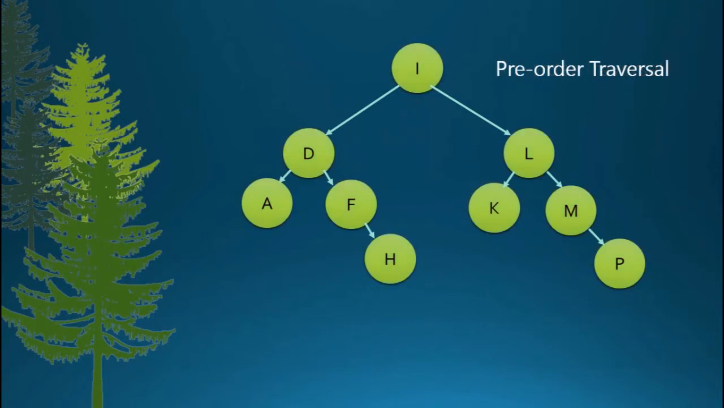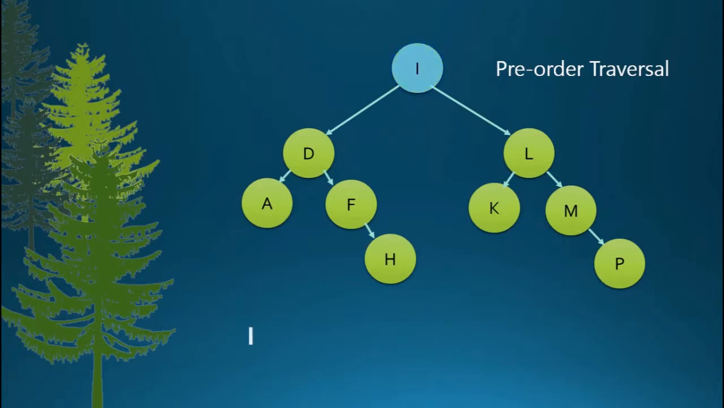Pre-order traversal works a little bit different. It visits the root node first, and then each of the subtrees within the binary tree. The process for a pre-order traversal, again, can be done recursively or iteratively. It visits the node, traverses the left, and then traverses the right.